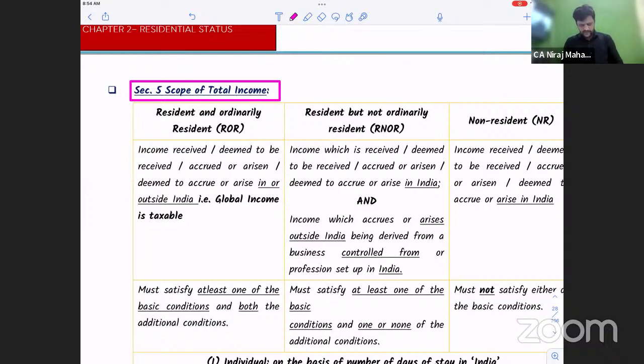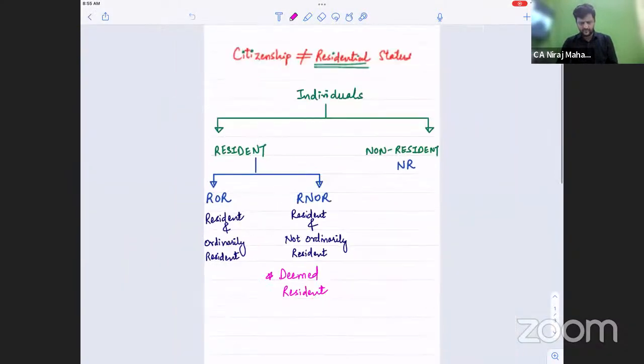So let us check the types of people and which income will be taxed in India. First, what do you see? ROR. And then next you have RNOR. Okay, let me just ask you a very simple question.